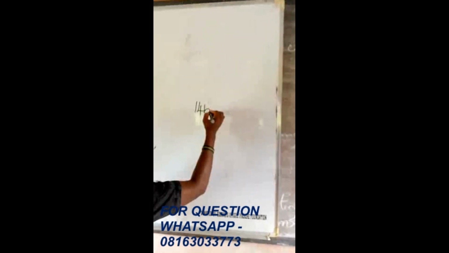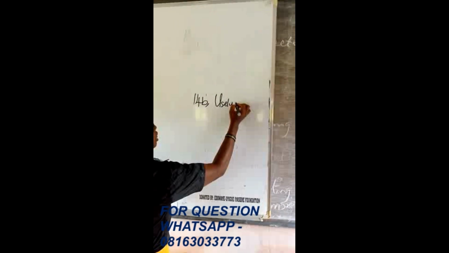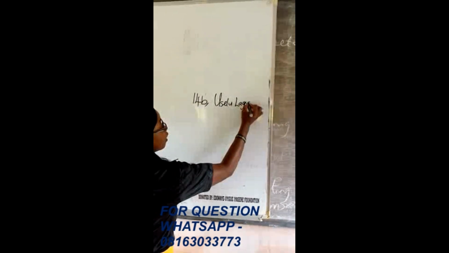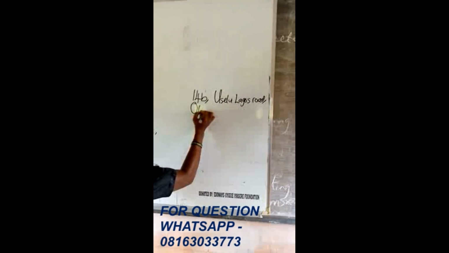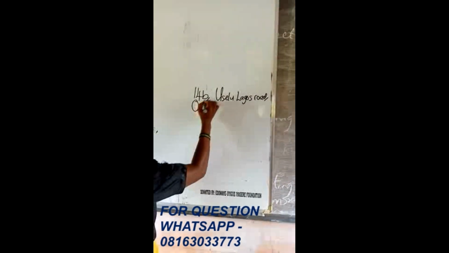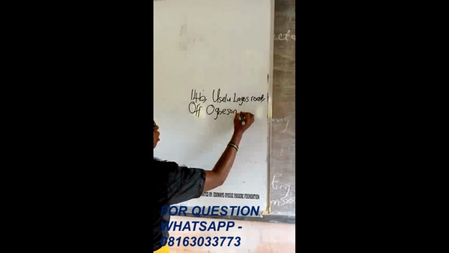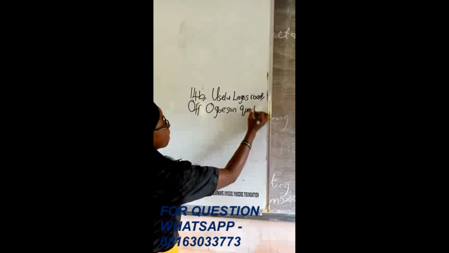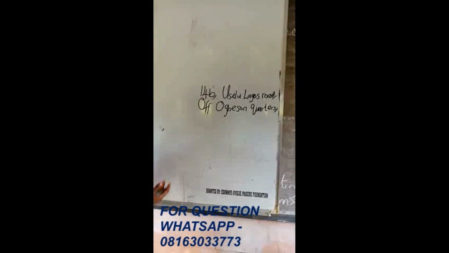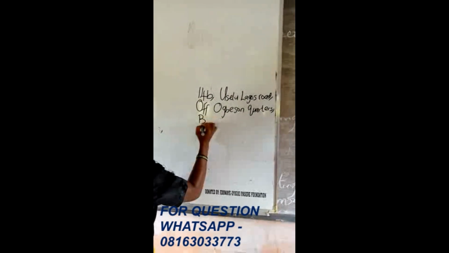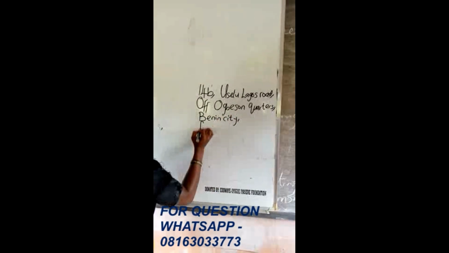14B, Uselu, Lagos Road, if there's an off Ogbeso quarters, if there is also a town or a landmark, if there is none, you write Benin City, Edo State.